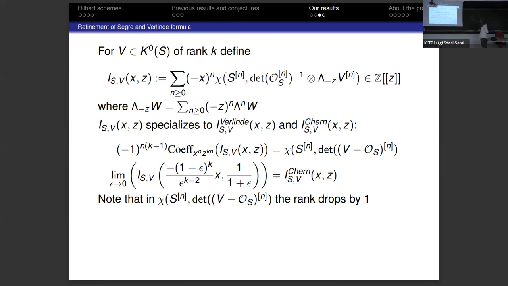But here we have the determinant of this bundle, and we still have this factor. So we have the determinant of V_n, hence the determinant of O_S to the minus one, which is the same as the determinant of V minus O_S to the n. Okay, so this is one limit of this coefficient. What is slightly less obvious to see is that if you replace x by this expression and z by this expression, then you apply Riemann-Roch and some computations in cohomology, then you see that the limit as epsilon goes to zero is this term.